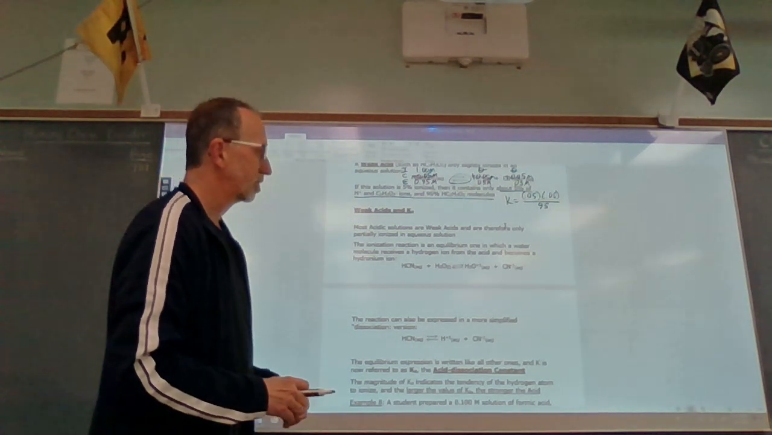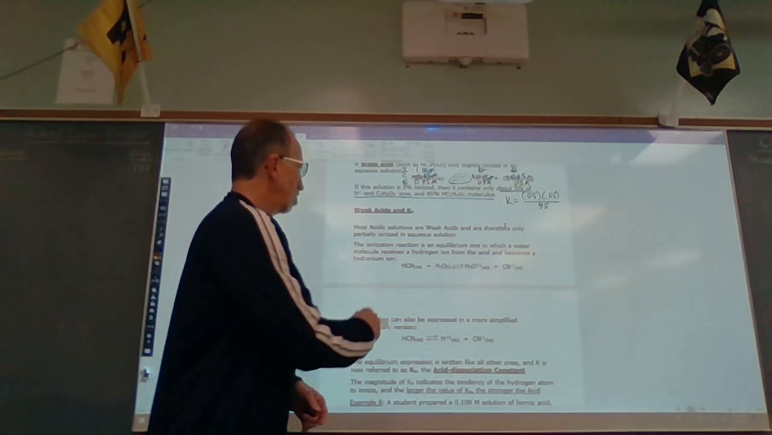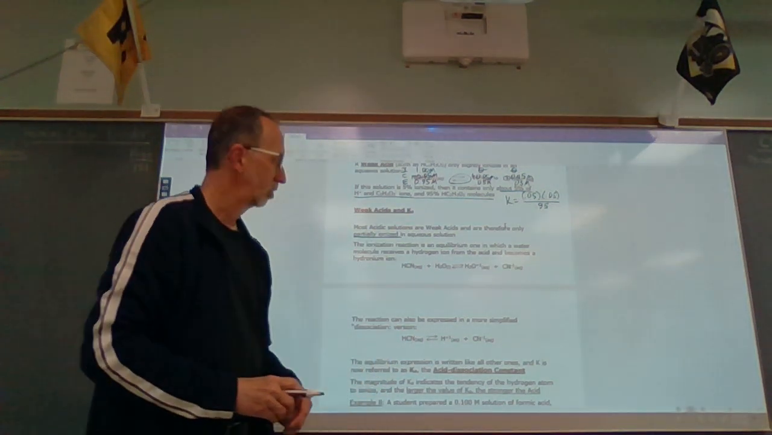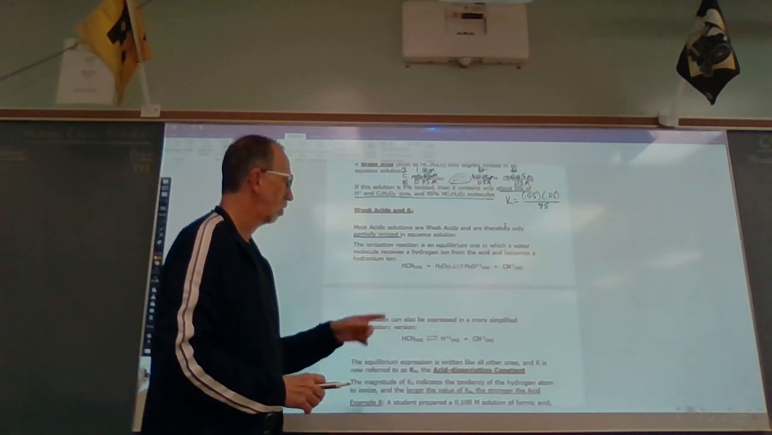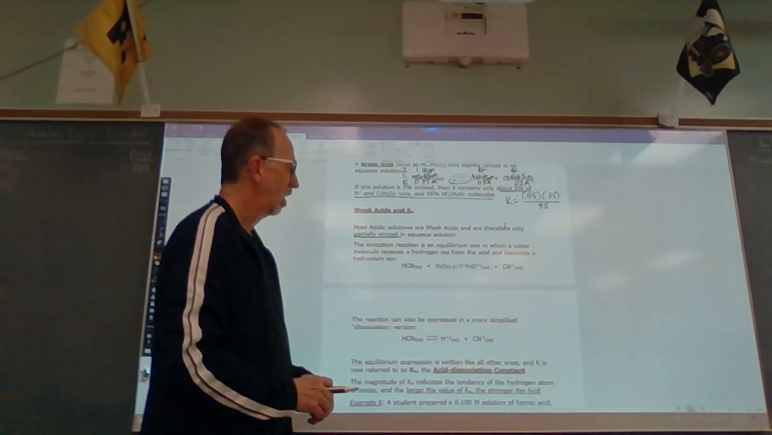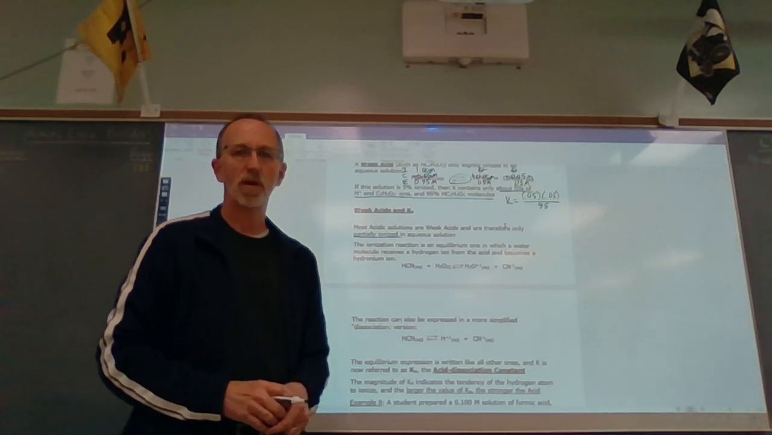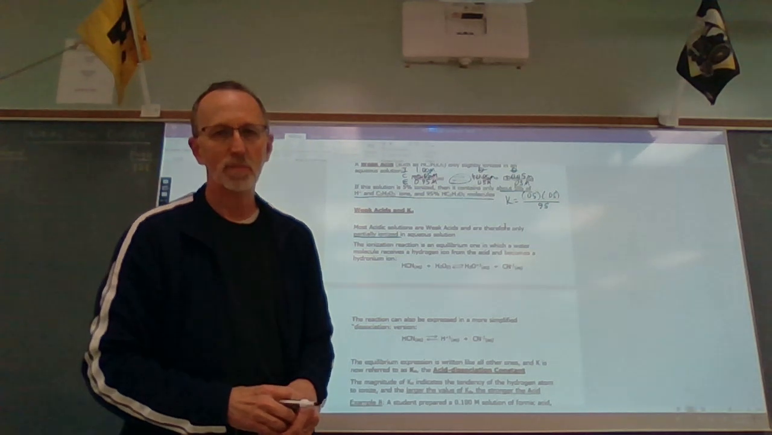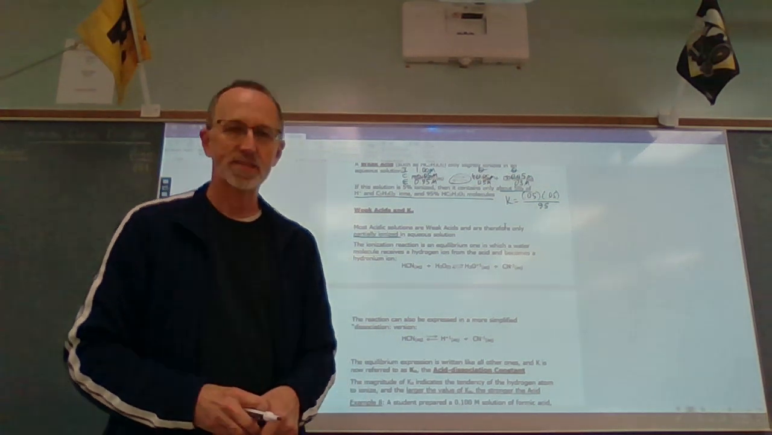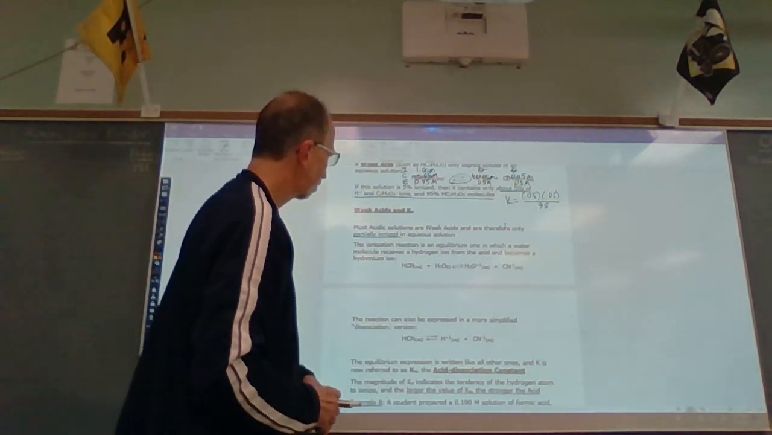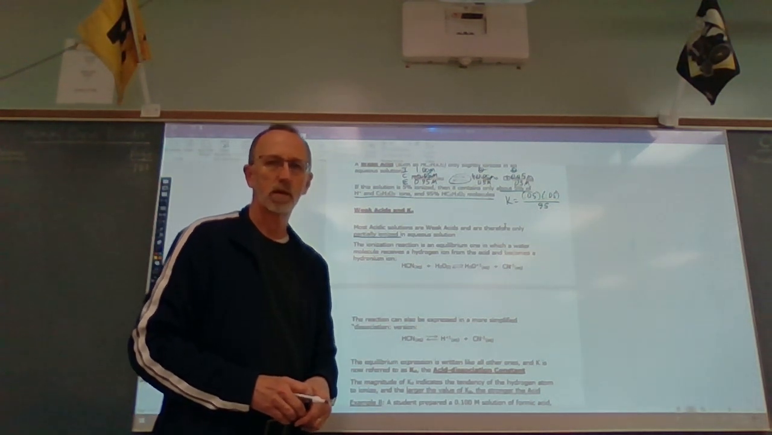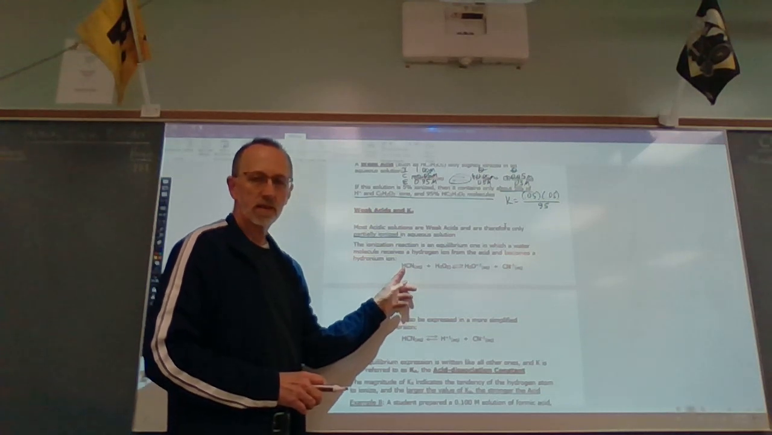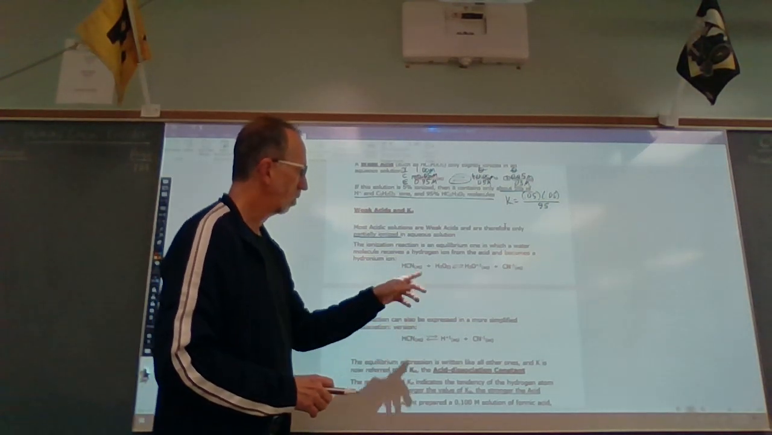So most acidic solutions are weak and therefore are only partially ionized in solution. The ionization reaction is an equilibrium one in which a water molecule receives a hydrogen ion from the acid. We're talking about Bronsted-Lowry acid-base theory here. Remember, acids are proton donors or hydrogen ion donors, and bases are hydrogen ion or proton acceptors. So this is what's going on when you take an acid and dissolve it in water. The acid donates a hydrogen ion or proton to water.